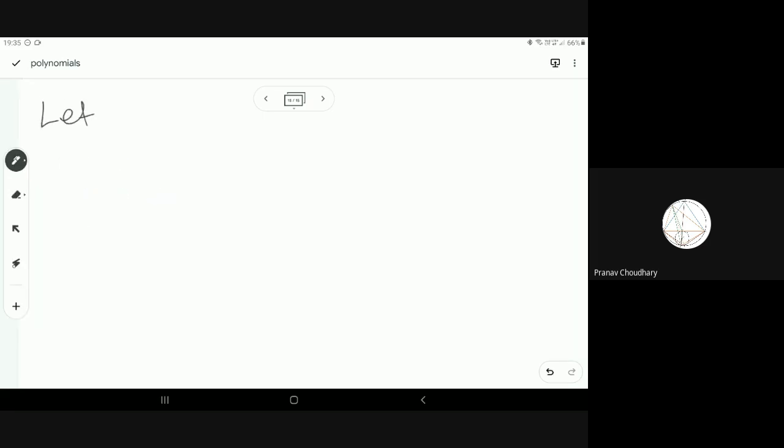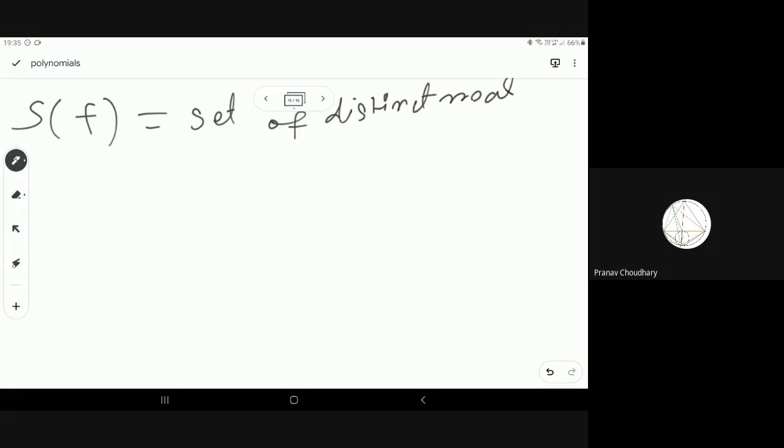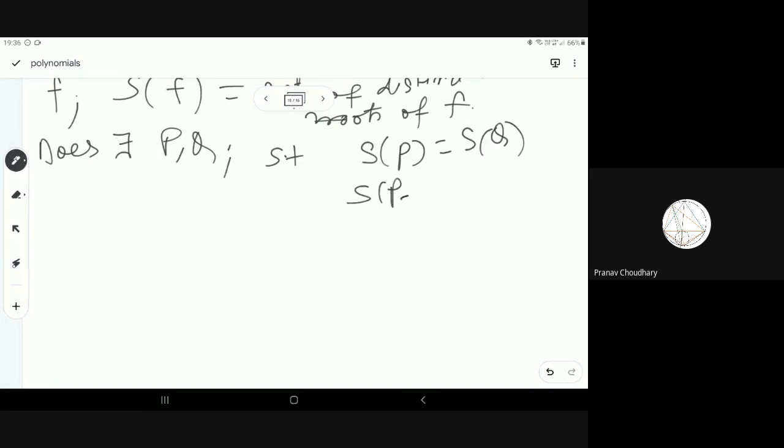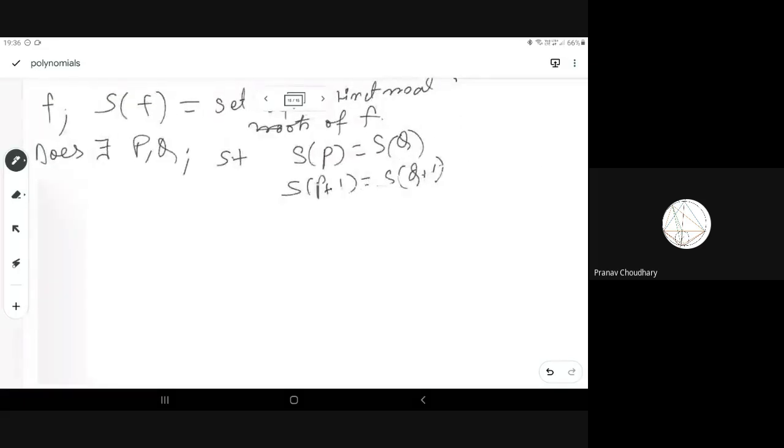Okay, for a polynomial f, let S of f denote the set of distinct real roots of f, right? Does there exist p, q belonging to real polynomials, such that S of p equals S of q, and S of p plus 1 equals S of q plus 1? Okay, is the question clear?